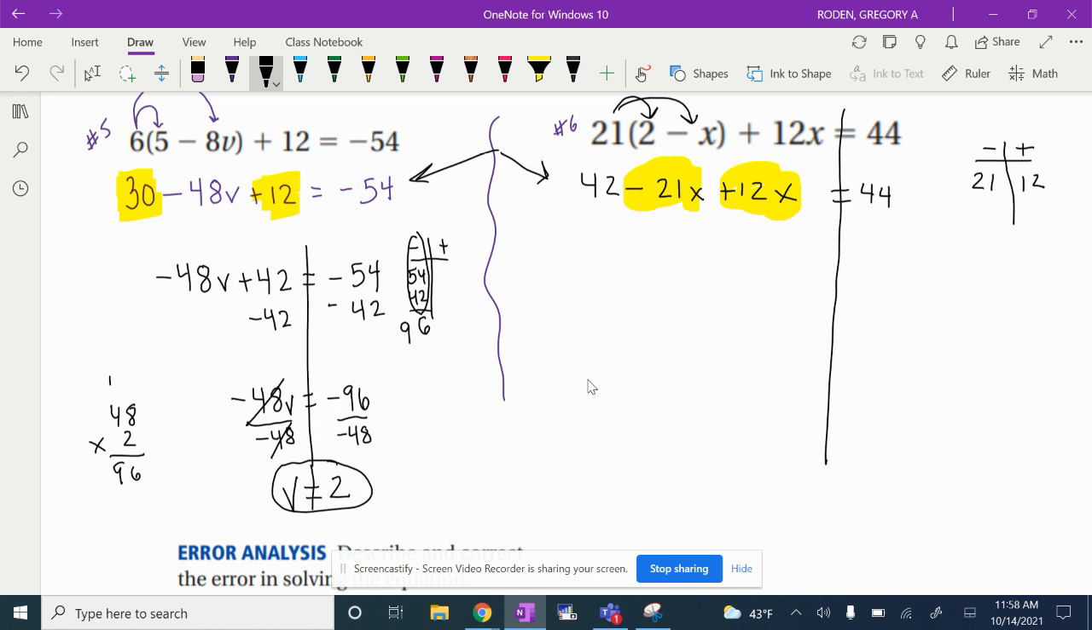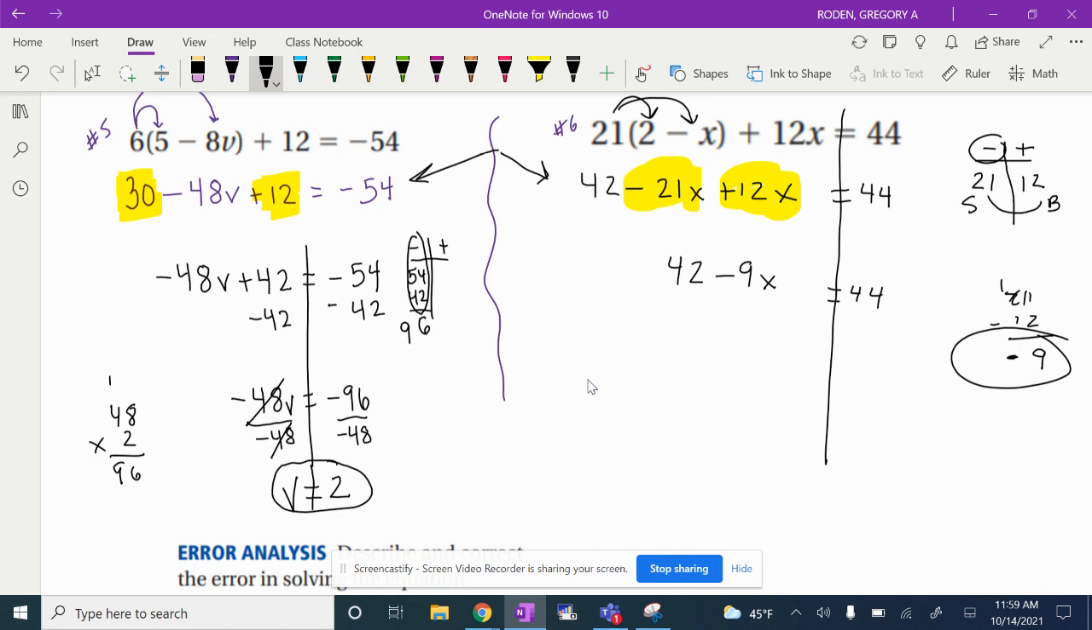When they're on different sides of the chart, I subtract. So I take 21 minus 12. Well, you can't take 1 from 2, so that becomes a 1, and 11 minus 2 is 9. So this is just going to give me a negative 9 because the negative is bigger than the positive. So what do I have? I have 42 minus 9x. Because it's negative, I'll make it a minus. Minus 9x equals 44. I just took that negative 9 and put it in front of the x.